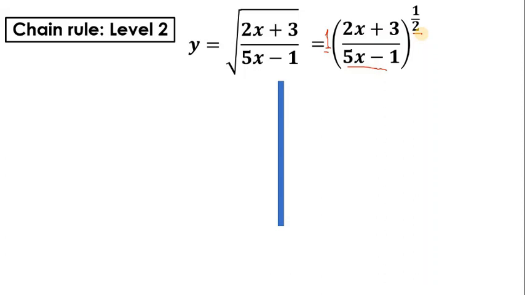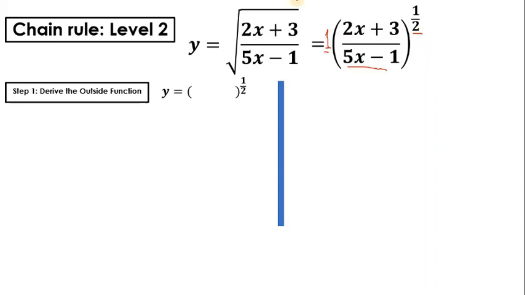I believe we are now ready to solve this using the chain rule, with the steps that I've told you in my previous video. Okay, so step number 1, we have to derive the outside function. When you say outside function, only those things outside the parenthesis. So it's something like this. We just left whatever is inside the parenthesis blank. What we are concerned with in step number 1 is only whatever is outside. So that is 1/2, and of course the invisible one outside the parenthesis. So that is our outside function.